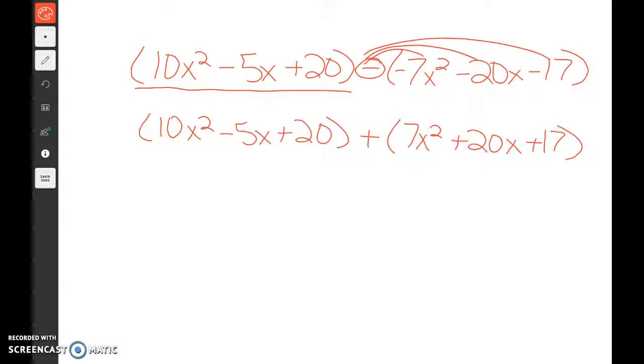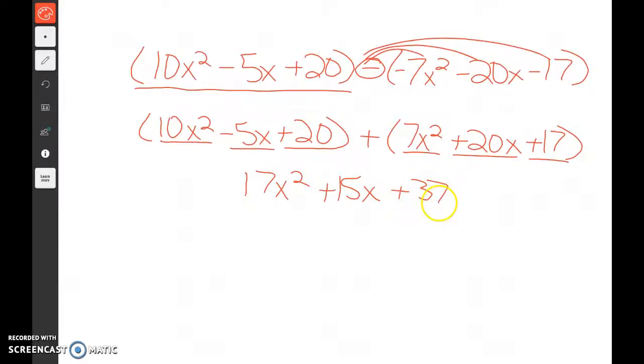So let's see what we get as our answers when we simplify this out or combine like terms. So we've got 10x squared plus 7x squared. That's going to be 17x squared. We have negative 5x plus 20x, which is going to be positive 15x. And then we have 20 plus 17. 20 plus 17 is actually going to give us positive 37. Everything is in order from greatest to least by exponent, so we know our answer is going to be 17x squared plus 15x plus 37.